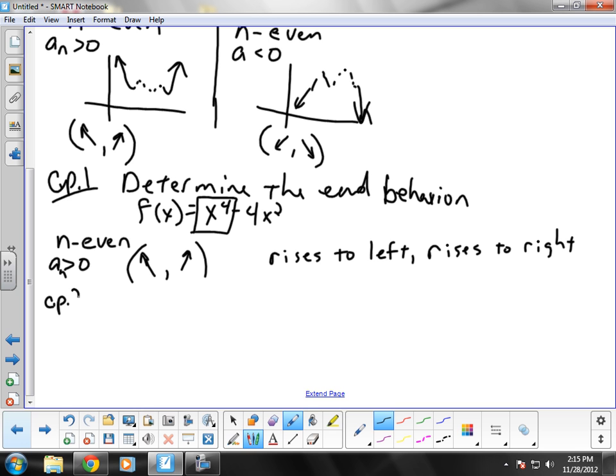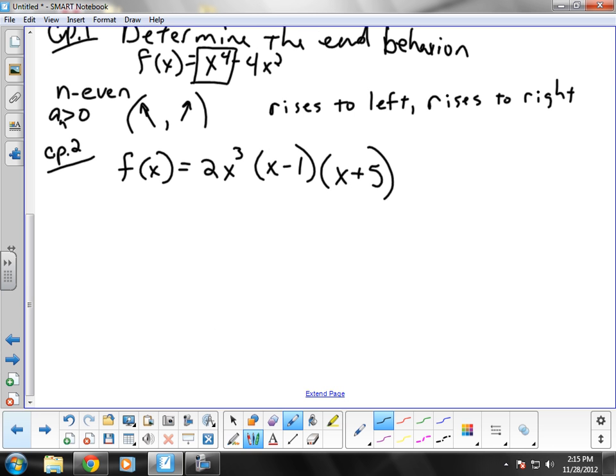Checkpoint 2. Wants us again to determine the end behavior, but this time of f of x equal to 2x to the 3rd times x minus 1 times x plus 5. Now, where is my leading term? No. Remember, for it to be a leading term, I have to have it so that it's in the form of some number times x to a power plus or minus some number times x to a power plus or minus some number times x to a power. Is this in the right form?